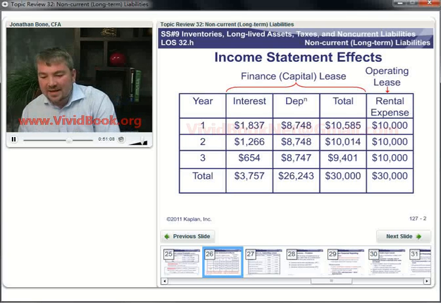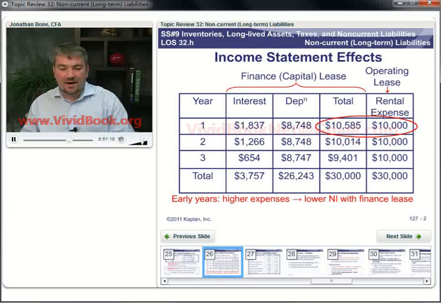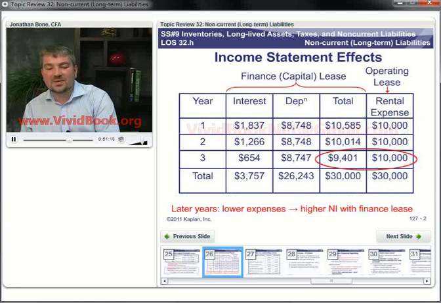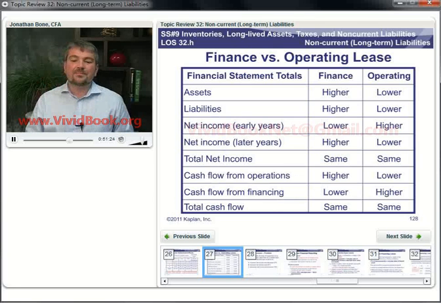Okay, let's think about how that's likely, therefore, to affect our accounts. So you can see earlier years, higher expense for a finance lease, giving us lower net income. Later years, of course, you can see lower expense and then it's higher net income with the finance lease. Overall, though, the same total. Okay, let's have a look at the impact on our financial statements. Finance compared to operating lease.